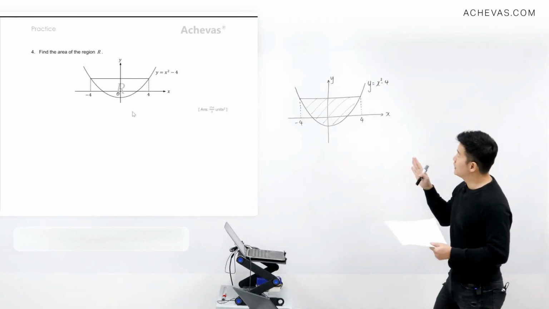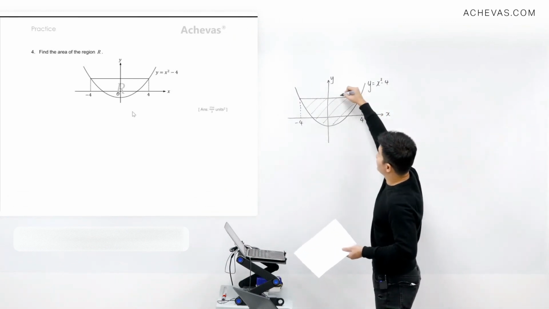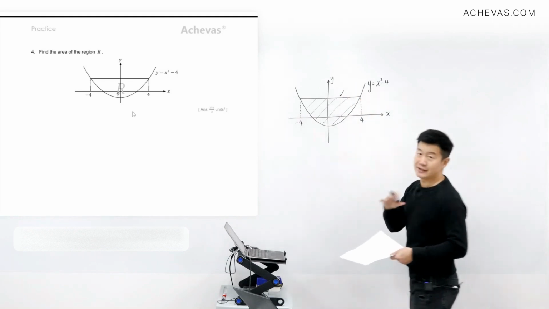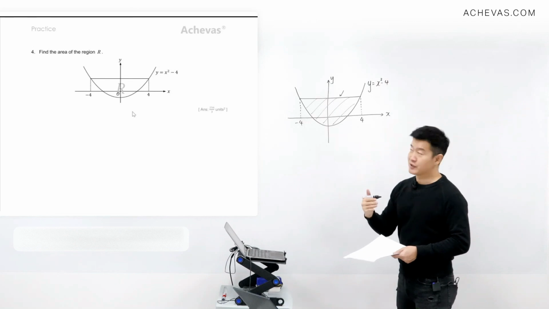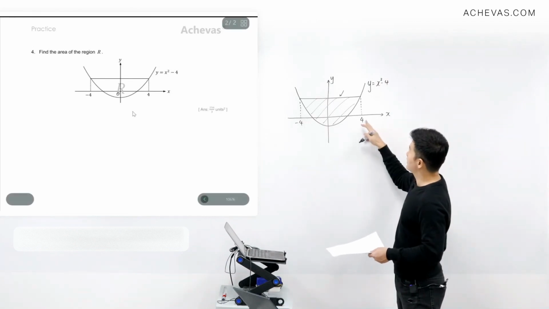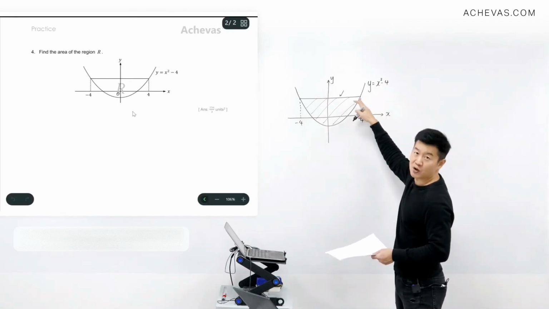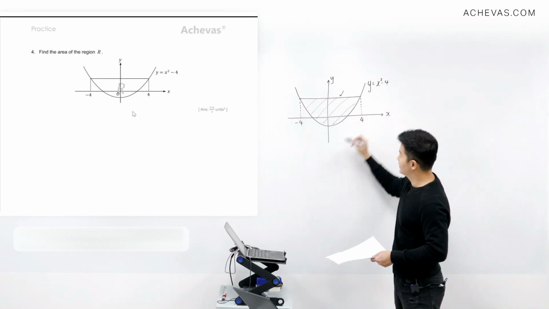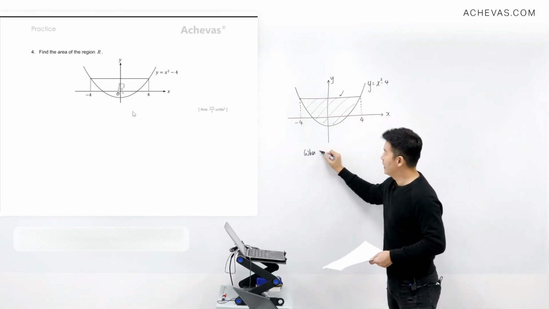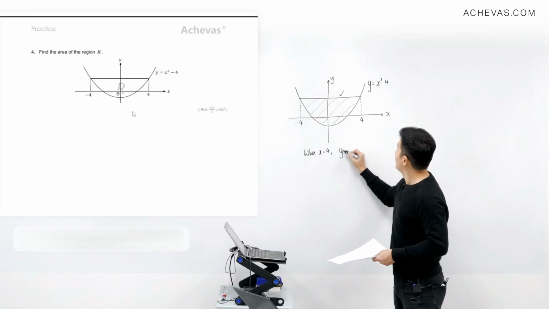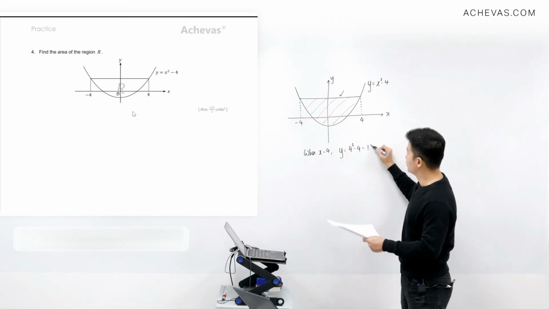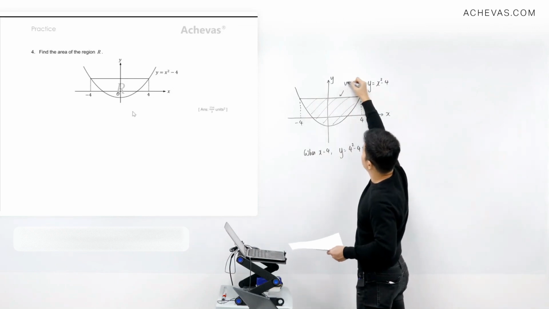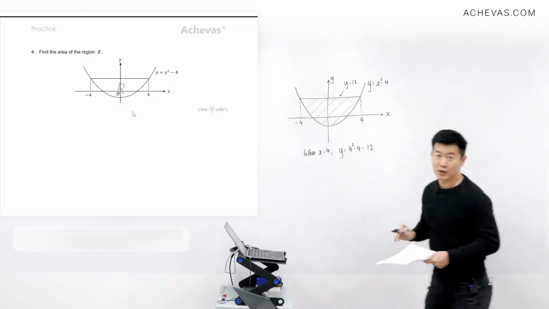So for this situation, the first thing that we want to do is to identify the equation of the top graph. This happened to be a horizontal line, so it must be y is equal to some number. And to do that, I'm going to just substitute 4 into this to get the corresponding value of the y coordinate at this point. So when x is equal to 4, y is going to be equal to 4 squared minus 4. y is equal to 12. That means this line here is y is equal to 12.